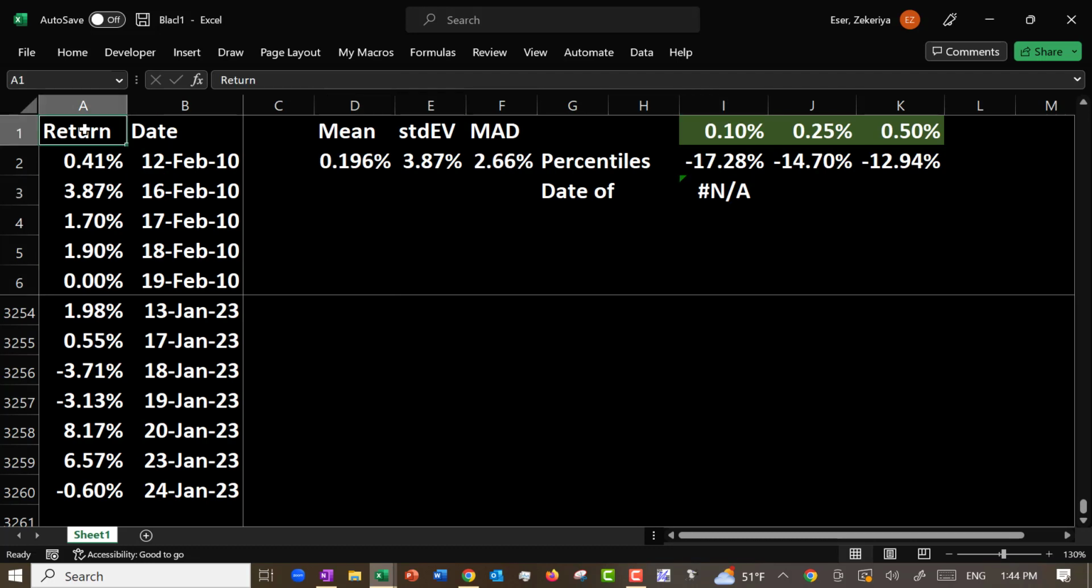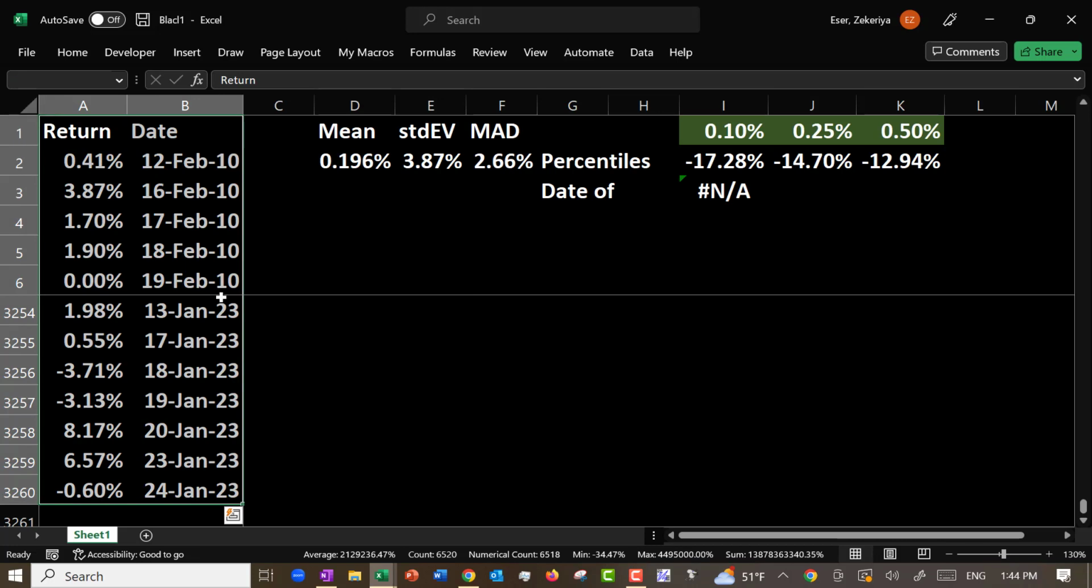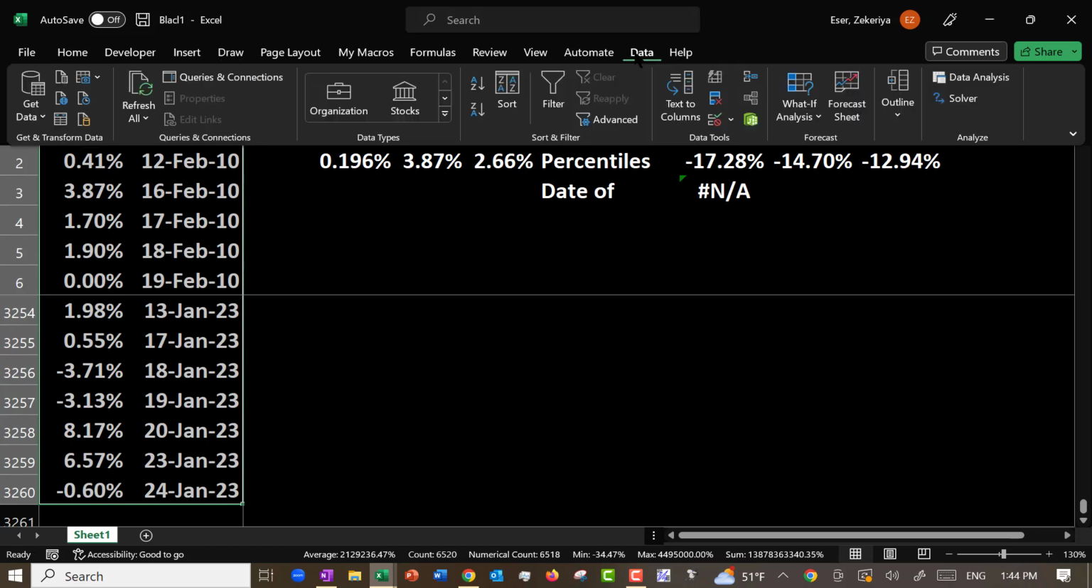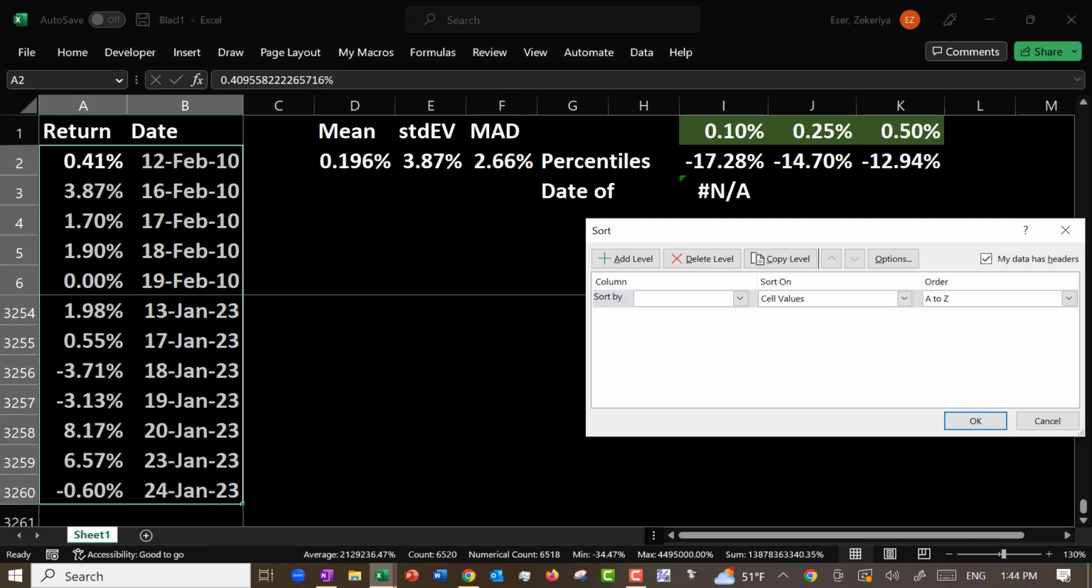Let's just do it. Let's sort these things, because I don't particularly care in what order they come, since I'm not doing a chart. I'm going to tell you why I'm sorting. Sort, I have headers, based on return.